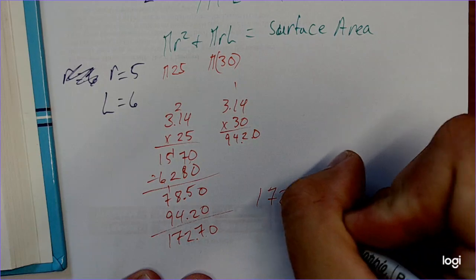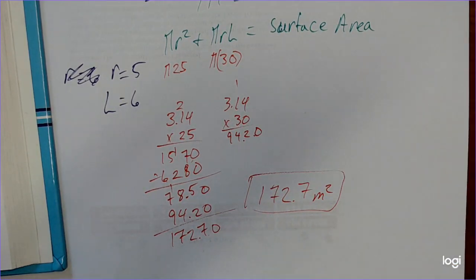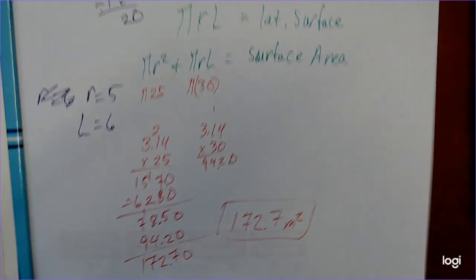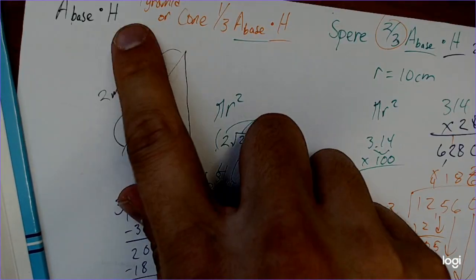So 172.7 meters squared. All right, sorry for the long video. Sometimes these multiplication and division algorithms just take a while. Main things: memorize these equations, memorize these equations.